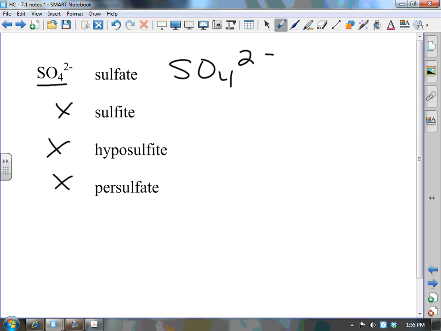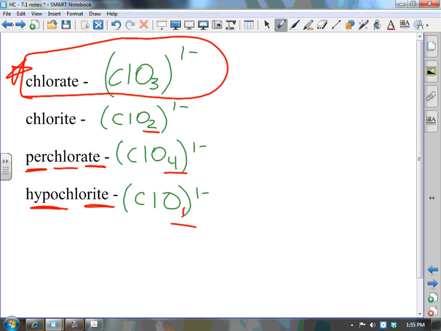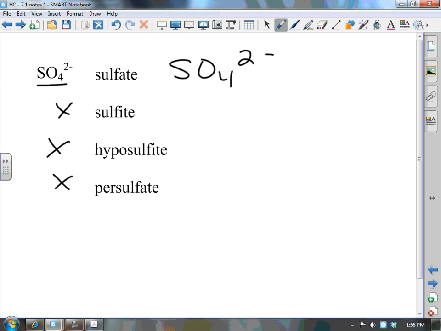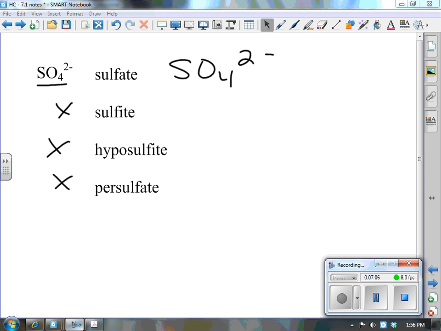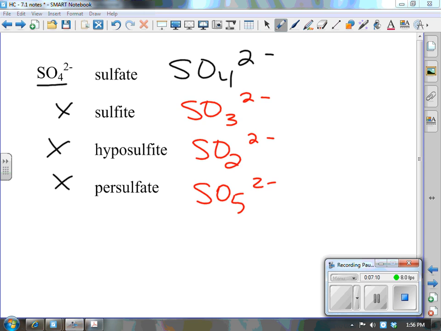You notice here, sulfur and oxygen's most common form is O4 with a 2- charge. Chlorine and oxygen's most common form is an O3 with a -1. It's different, but the ate and ite and hypo and per rules apply the same way. So pause this for a second and quickly work on these, see what answers you get, and we'll be right back.